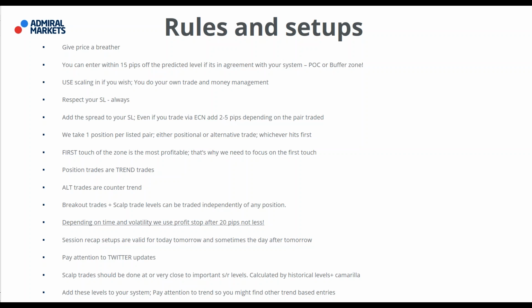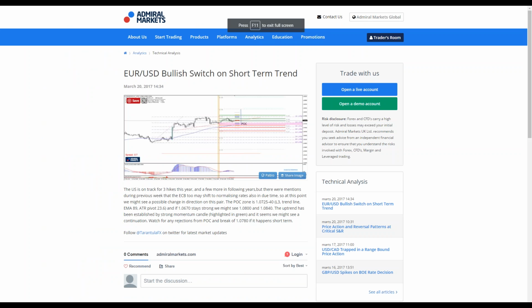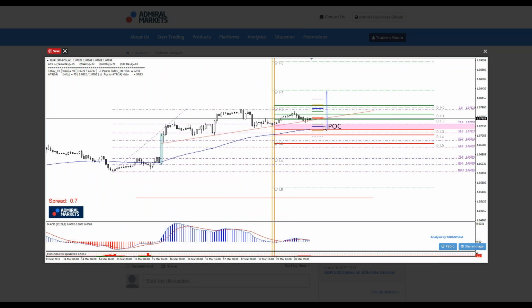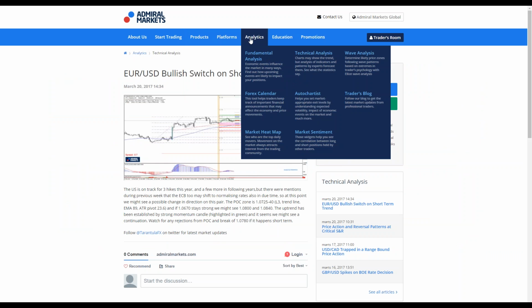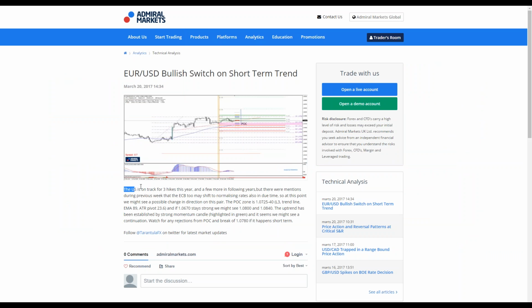So actually it's in POC zone. Okay, here this is how it looks like. So POC zone is hit now. So I entered the long trade, and you will see my setup. This is the analysis you can read on the Admiral Markets website, on technical analysis.